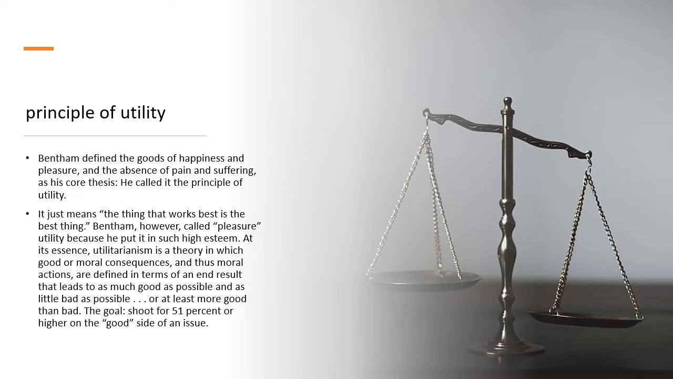At its essence, utilitarianism is a theory in which good or moral consequences, and thus moral actions, are defined in terms of an end result that leads to as much good as possible and as little bad as possible, or at the least more good than bad. So the goal is to shoot for 51% or higher on the good side of an issue.